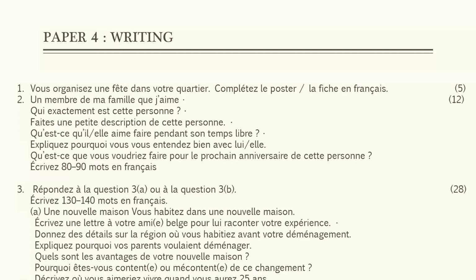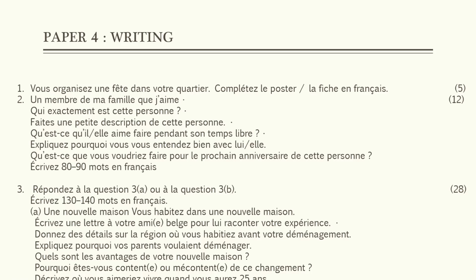The third part, you have a choice between two topics. One topic that was asked this year is to write about the new house, in the form of a letter. Again there are 5 pointers. They have to give details about the region where they live, where they were residing before they shifted, explain why their parents would like to shift, what the advantages are, and why they are happy or unhappy.